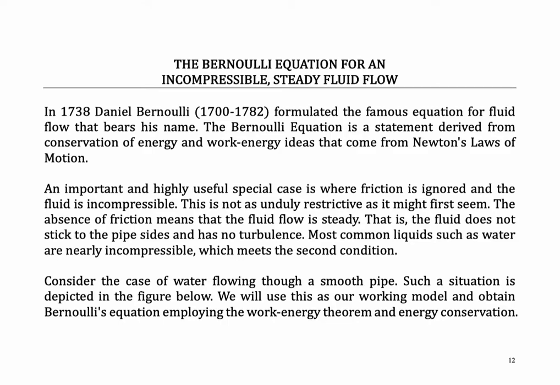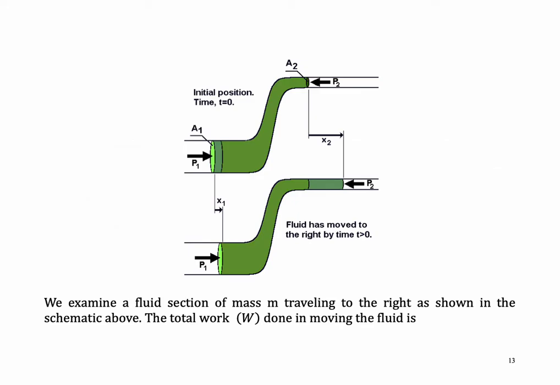We will use this as our working model and obtain the Bernoulli equation employing the work energy theorem and energy conservation. So the model is like this one. For example, we have a pipe from the bottom here flowing to the upper level like this one, and the diameter of the inlet is bigger and the diameter of the outlet is a little bit smaller. And then we could draw a free body diagram like this one.